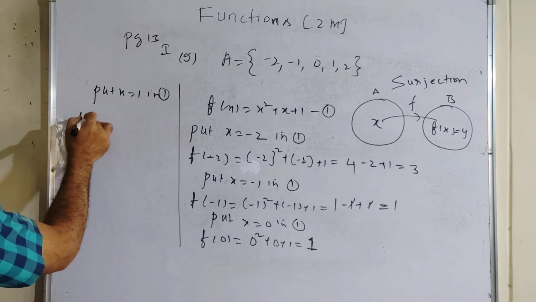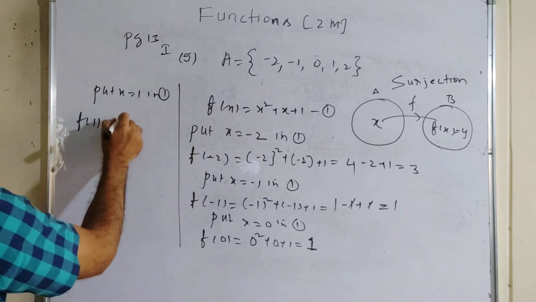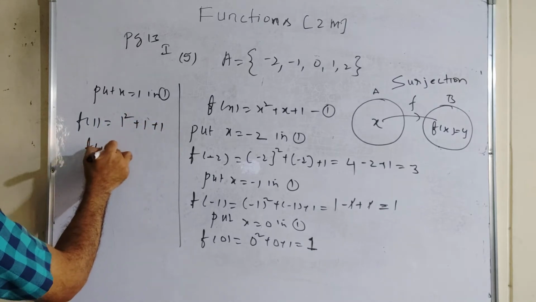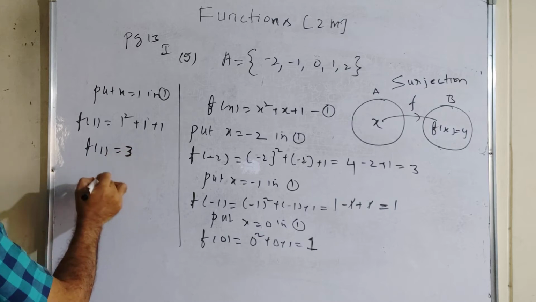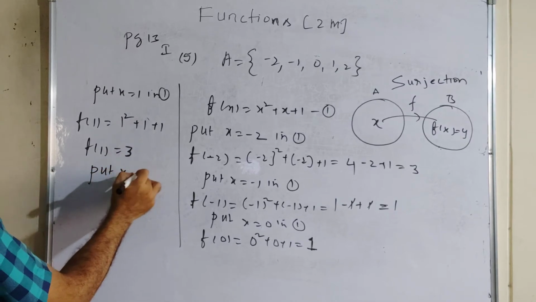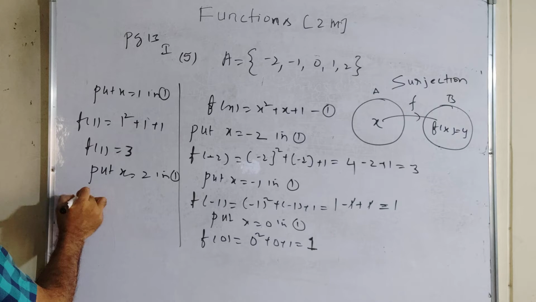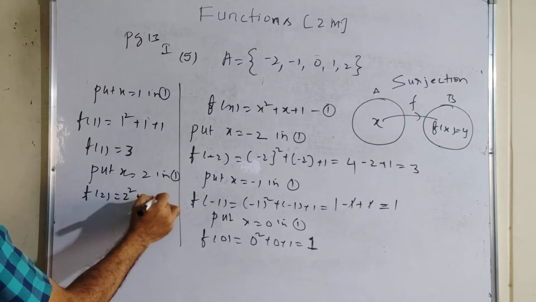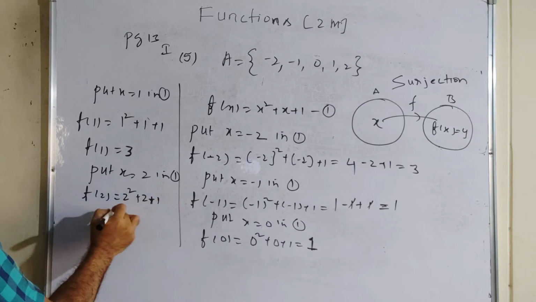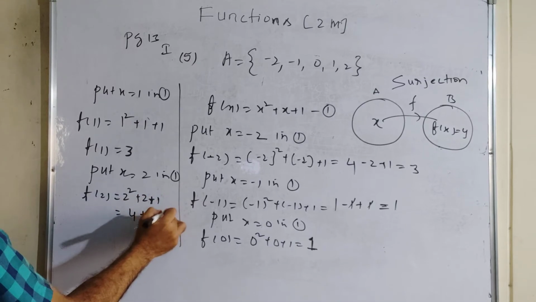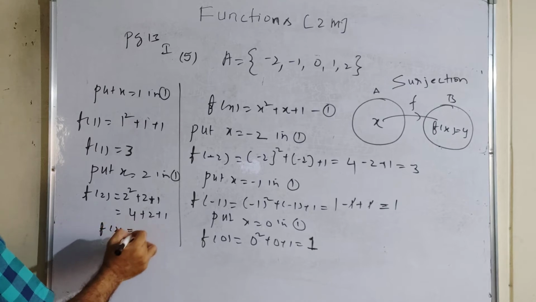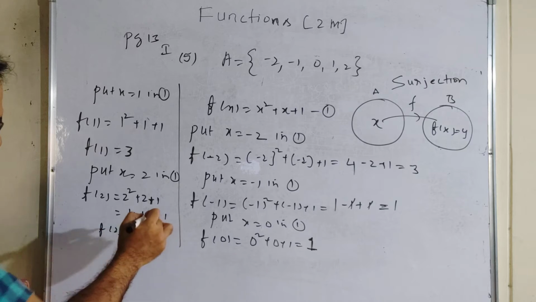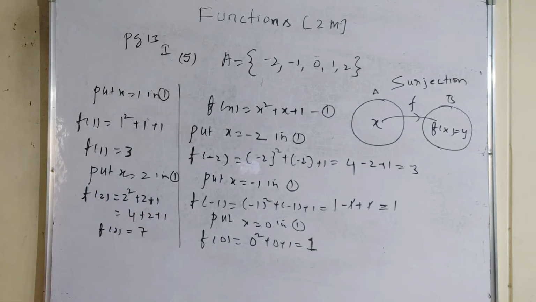So what you are going to get: f(1) = 1² + 1 + 1, so f(1) is equal to 3. Now put x = 2 in result 1. Here f(2) = 2² + 2 + 1, and upon substituting this is 4 + 2 + 1. So f(2) is equal to 4 plus 2 is 6, 6 plus 1 is equal to 7, right.